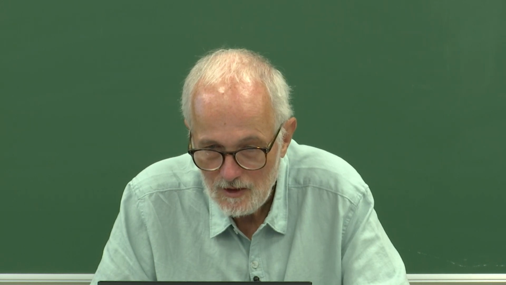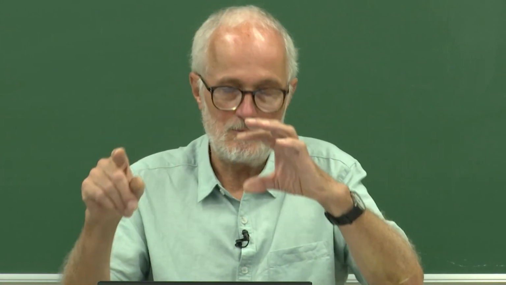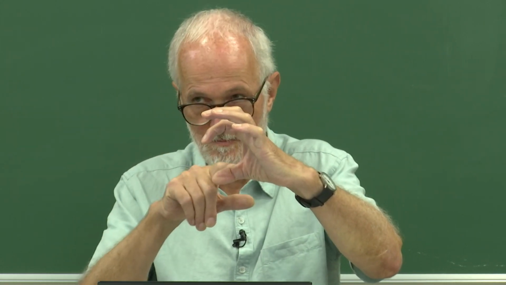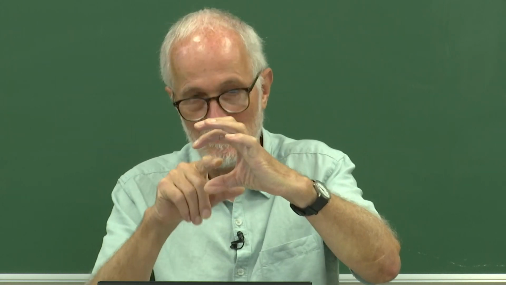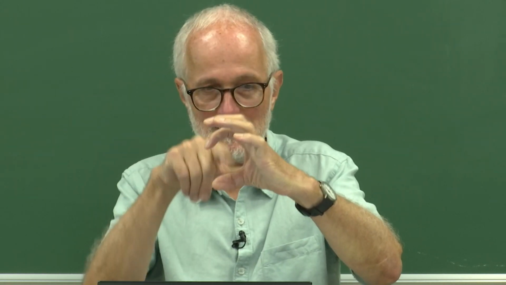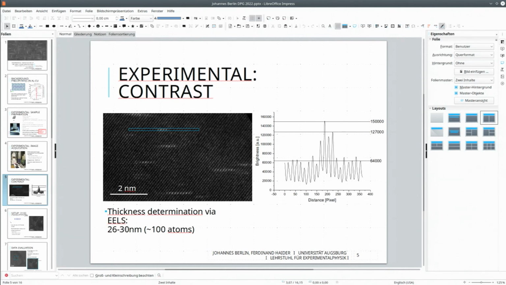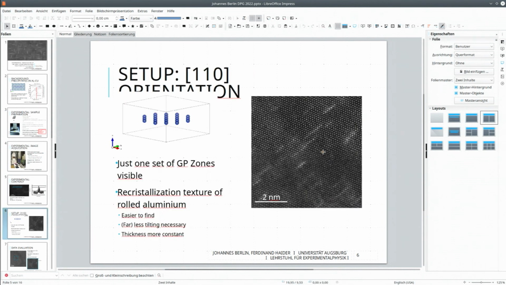Here you see the aluminum lattice, and then this increase in brightness. He assumed that this plate is circular, so from the width he can say how many atoms are in this column. Of course, it's a rough approximation, and it's only 30 nanometers. It's thickness determination by EELS, electron energy loss spectroscopy. This way he could calibrate the method, and then he was able to index each of these points.